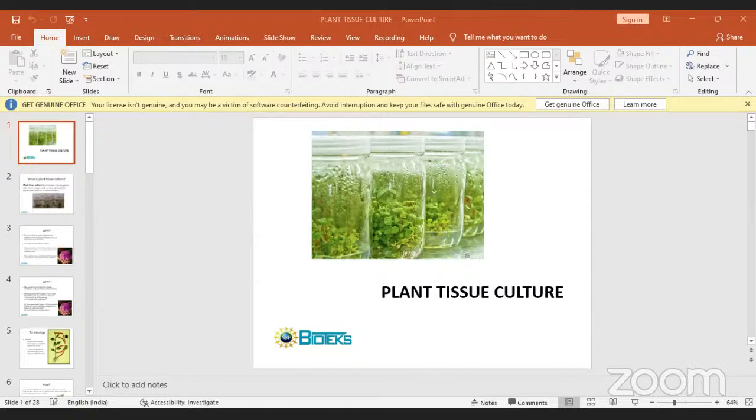After transfer of the parts, it is transferred to the fields. So this is the meristem culture. It is very, very important. So the production of haploid plants using the anther tissue, we already discussed.